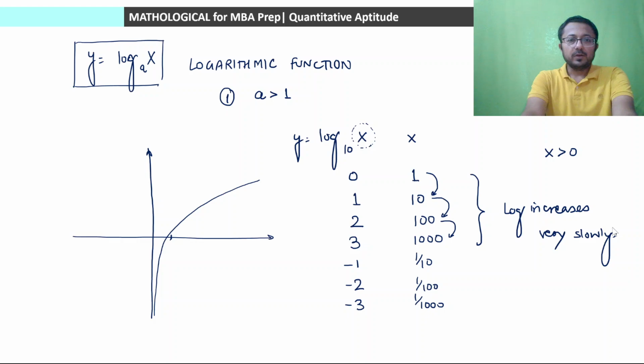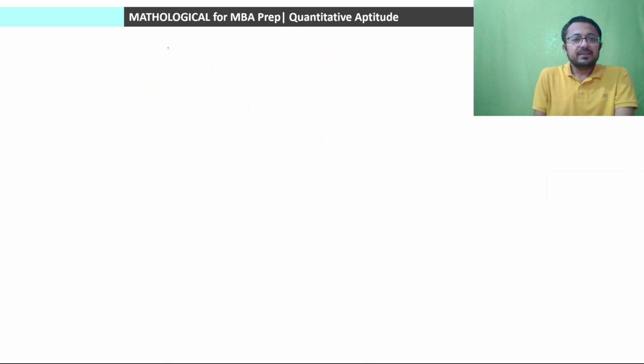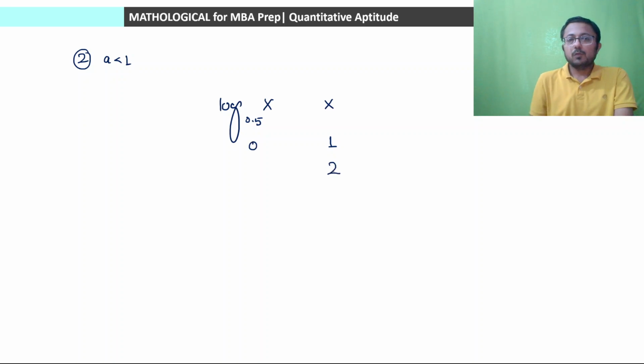क्लियर है. Now next case लेते हैं, when base value is less than 1, a is less than 1. For example, log of x on the base 0.5. So if we take x equal to 1, log of 1 on any base, that is 0. If we take x equal to 2, log of 2 on the base 0.5.